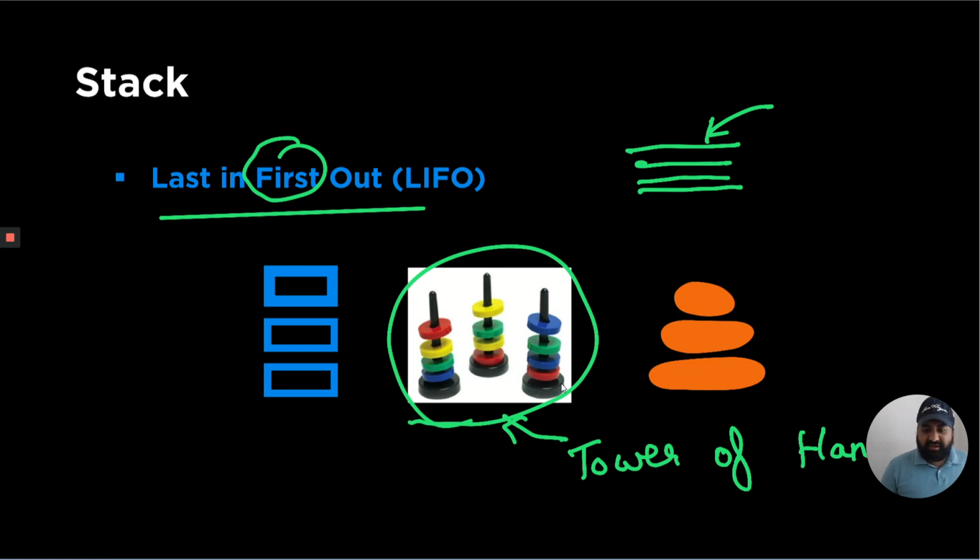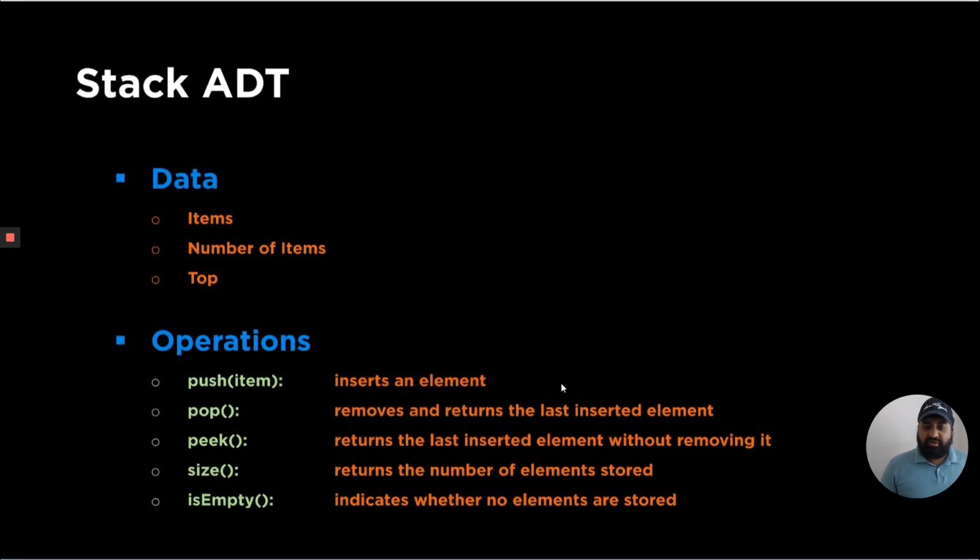The problem basically demands you to move all the disks from one peg to another with certain rules, that you cannot have a larger disk on top of a smaller disk, and there are other rules as well. We are not going to discuss that, but we are going to discuss the stack ADT, like what kind of data and operations does it support.